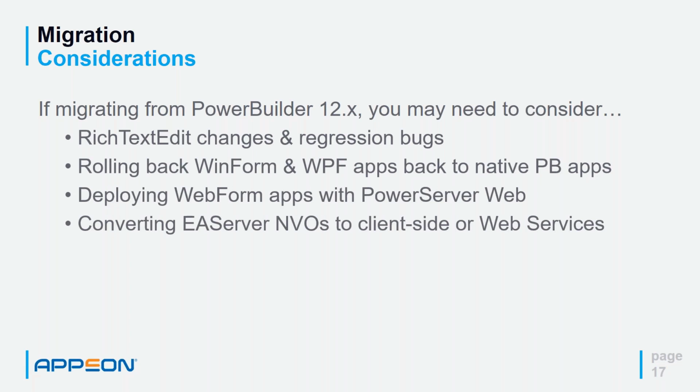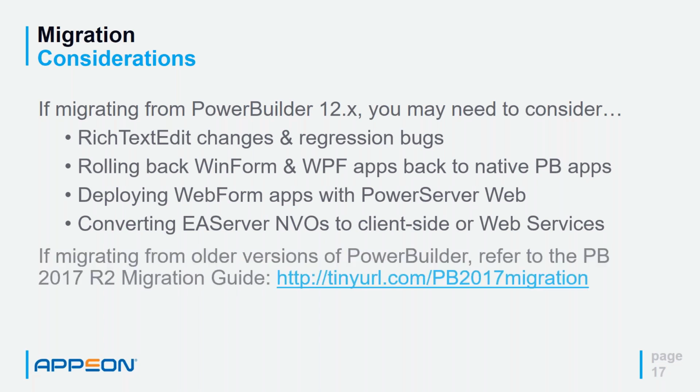Converting EA Server non-visual objects, you can either instantiate them client-side and run them, because EA Server, of course, is now end of life, or you can convert those fairly easily with some refactoring to non-visual objects that are deployed as web services to IIS. Then you're changing the CORBA calls in your client that went to EA Server to web service calls, which again, notice now the standard edition can do that for you as well.